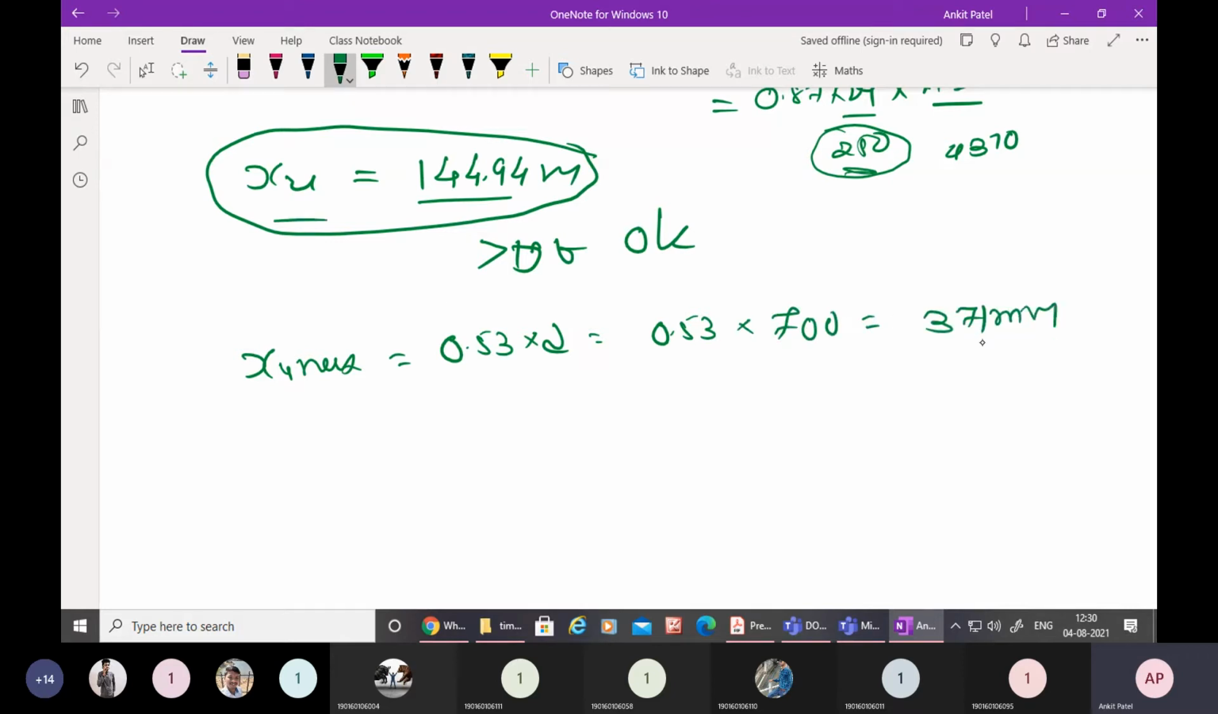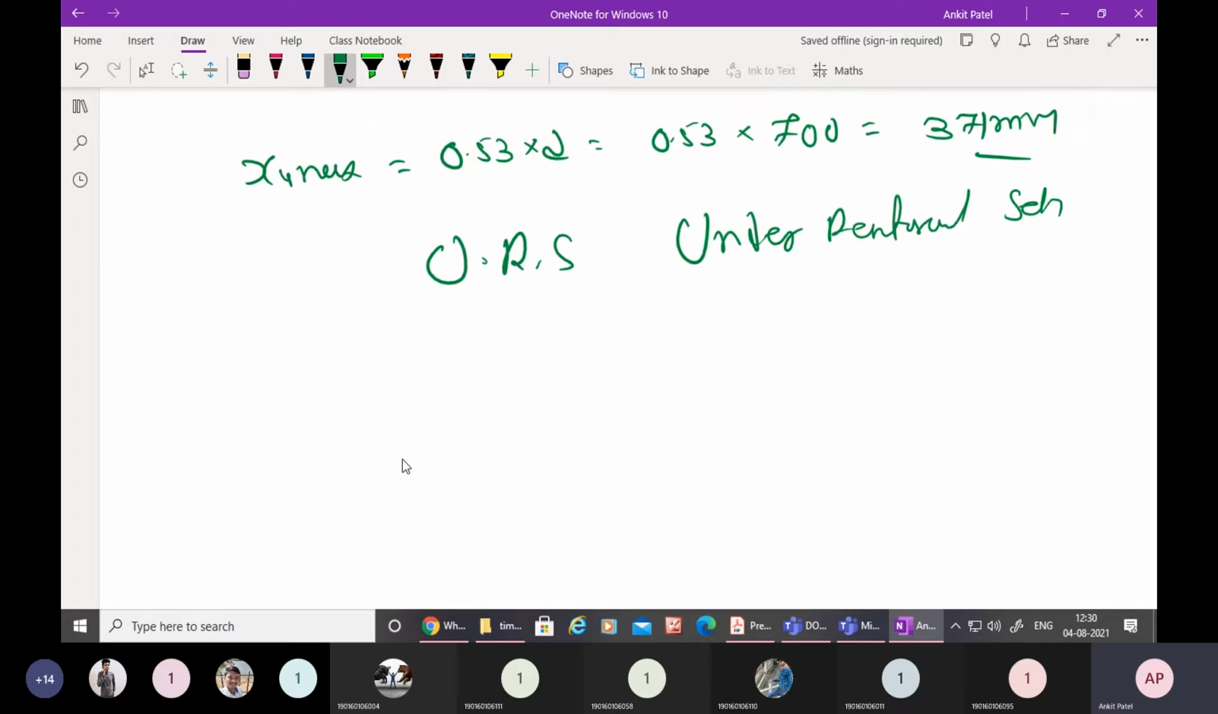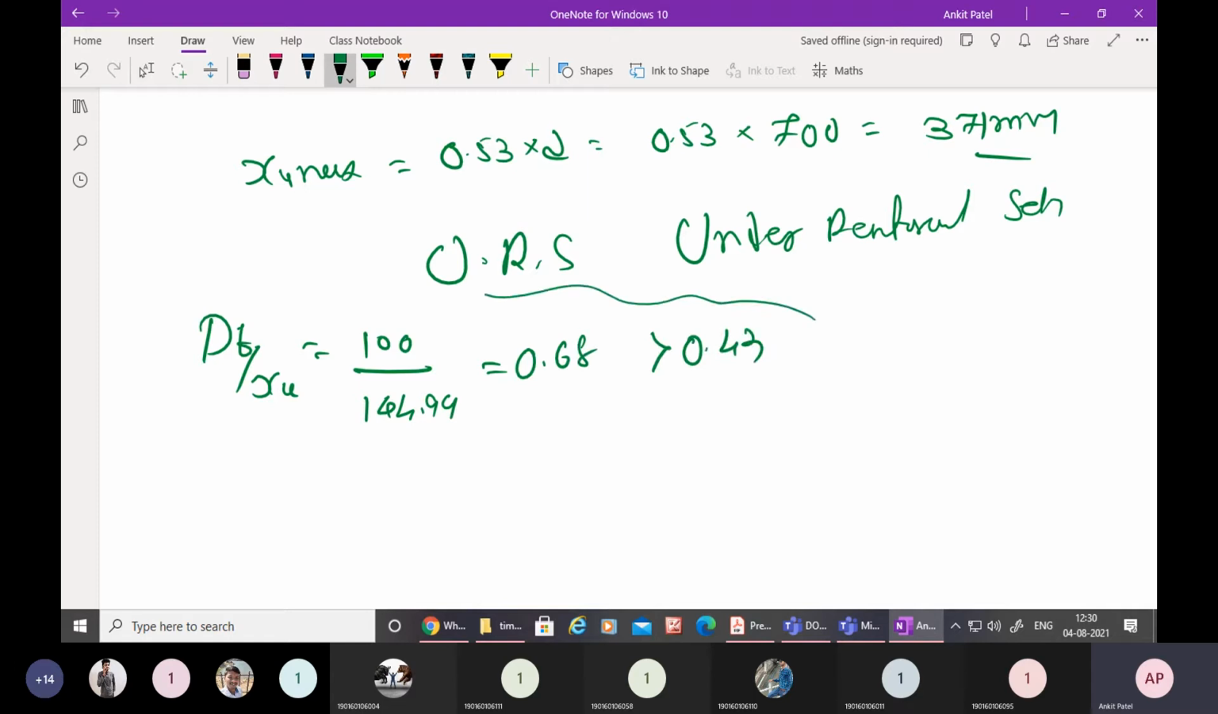So your answer is 371 mm. So now with the help of these, you can say this section is under reinforced section. Which section? Under reinforced section. Now this section is under reinforced, so you need to check DF by XU. As per the codal provision, the code also says that you need to check DF by XU. So right now DF is your 100 and XU is your 144.94. So this answer is 0.68, which is greater than 0.43.